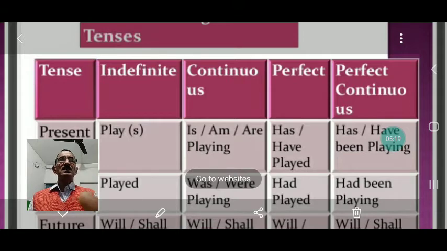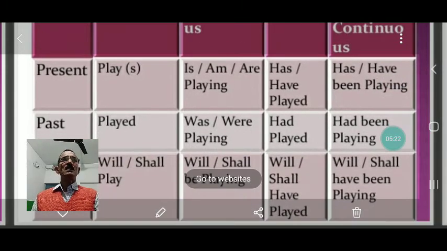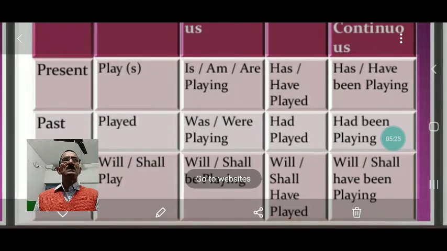In the similar fashion, if it is the past tense, then we use in indefinite tense played, means V2. He played, she played, I played. Here we do not distinguish between the number and persons of the subject, but we simply use the past form of the verb. Moreover, if it is past continuous tense, then was or were plus V1 plus ing, like I was playing, she was playing, we were playing, they were playing.